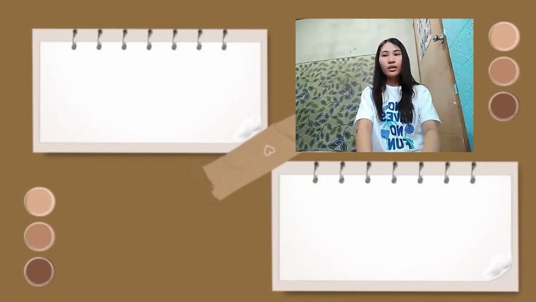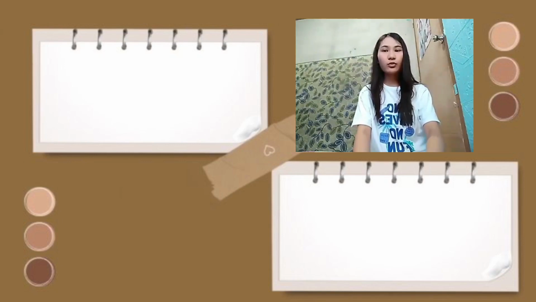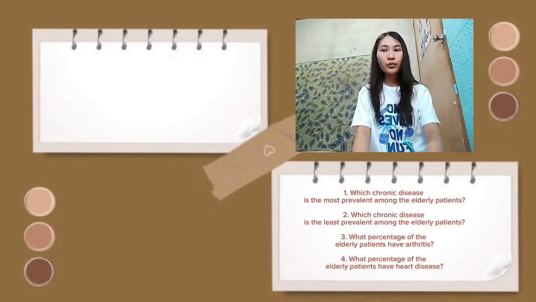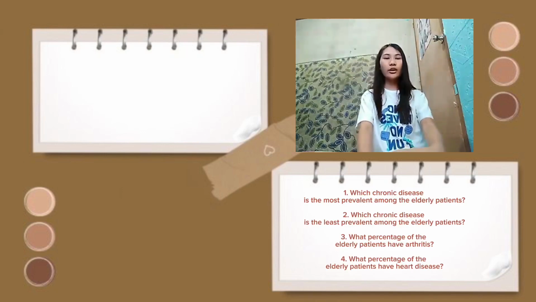So here are the following questions. Number 1, which chronic disease is the most prevalent among the elderly patients? 2, which chronic disease is the least prevalent among the elderly patients? 3, what percentage of the elderly patients have arthritis? And 4, the last one, what percentage of the elderly patients have heart disease?